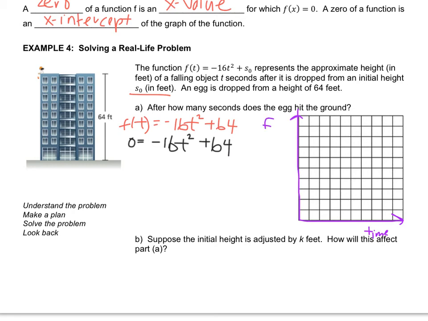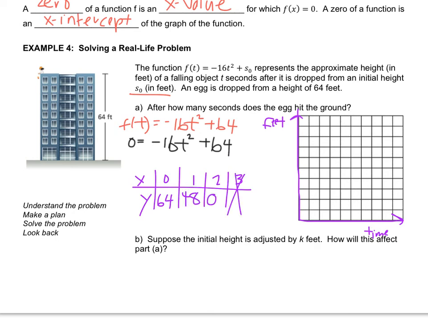So now I need to figure out the points. Let's make an XY chart. Let me do 0, 1, 2, and 3. Okay, so I plug in 0. I get negative 16 times 0 squared plus 64, which is just 64. Why don't you pause the video and fill in the rest of my chart? So there's my table, and you can see I didn't even fill in the box for 3 because I knew that I couldn't graph it since I can't go below 0.